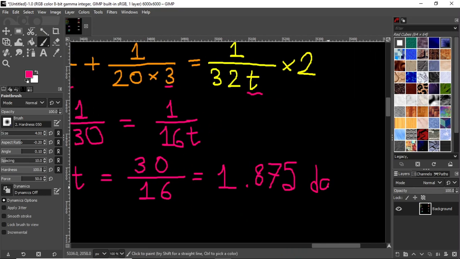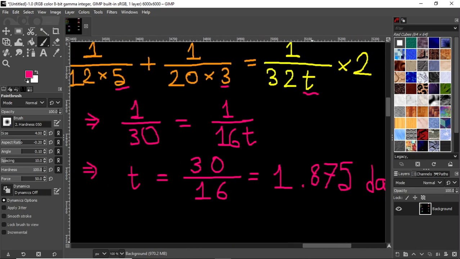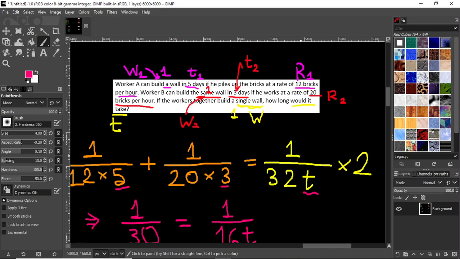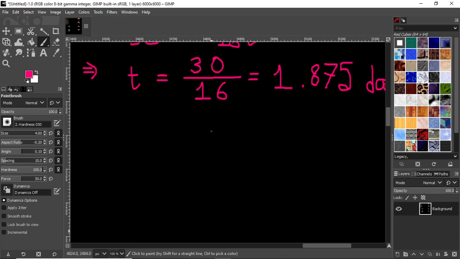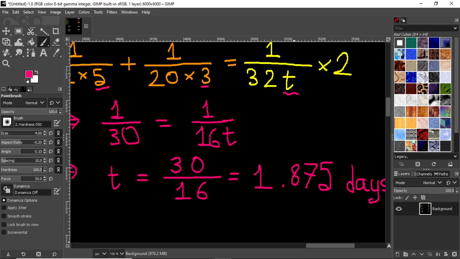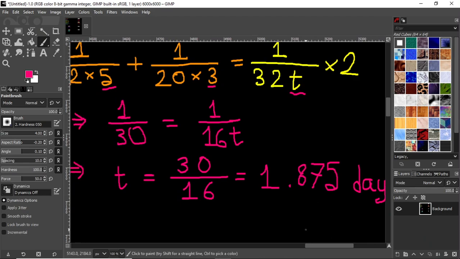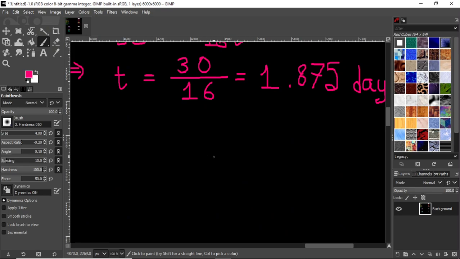So the two workers together need 1.87, wait, was there something wrong here? This shouldn't be the answer. Oh no, yeah, that it is. I was confusing this with this problem. I'm really sorry about that. Okay, so yeah, this is definitely the answer here. It is 30 by 16, which is 1.875. Yeah, that's the correct answer here. Sorry about that.